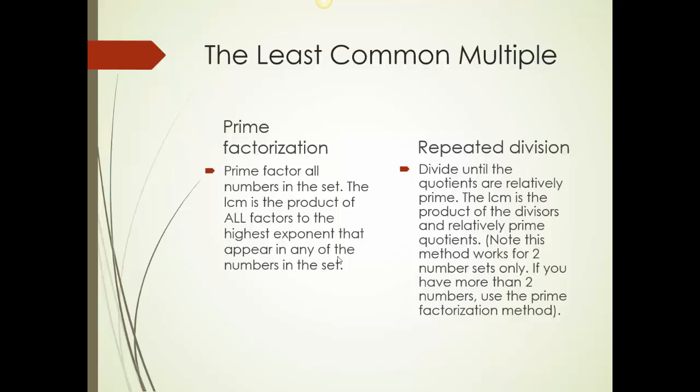So this method works for 2 numbers in this repeated division. If you have more than that, you really would have to use the prime factorization method. So I did want to point that out on the repeated division. Only use it for 2 numbers. Prime factorization wouldn't matter how many numbers I have.